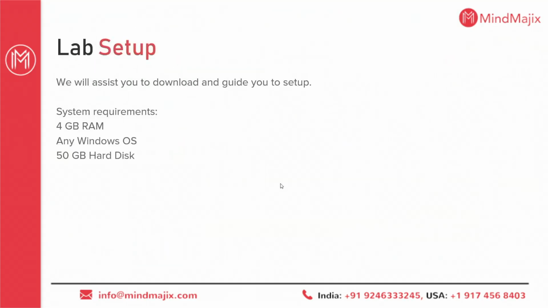Now lab setup. So MindMajix will also help you set up the lab. These are the basic requirements to use this Power Automate web application. So you should have at least 4 GB of RAM and any Windows operating system, 50 GB hard disk, which will serve and allow you to work on this too. And apart from this, as I mentioned, I will be able to provide a different set of test email addresses along with the trial access to Microsoft 365 platform.